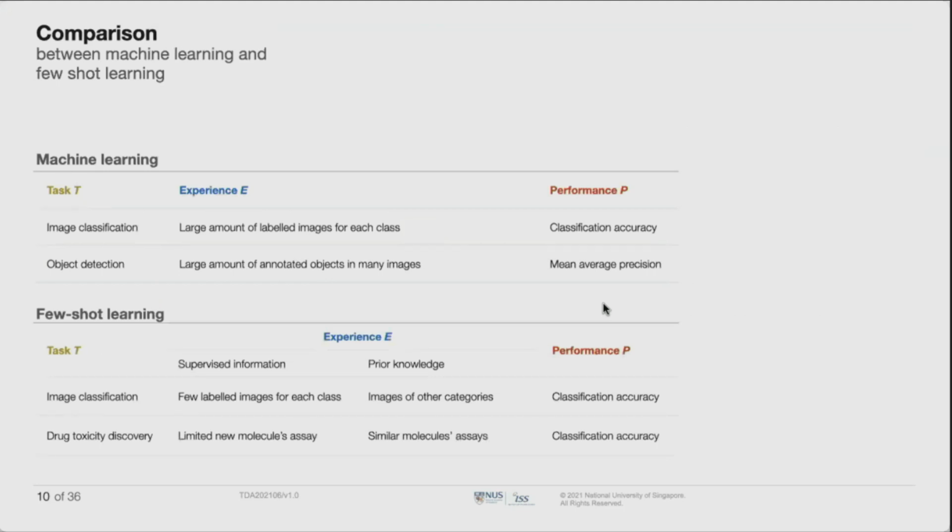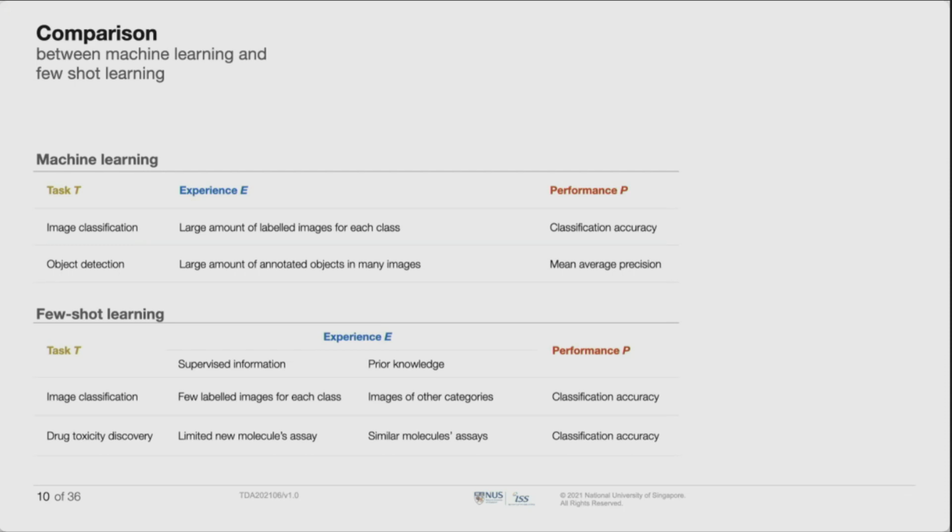Here, we have the comparison between machine learning and few-shot learning. You can see that in the case of machine learning, for experience E, we always need a large amount of data and labels or annotation for the AI to work. But in the case of few-shot learning, we do not have that kind of luxury. For AI to work well, you can see in the table that the experience is split into two parts. The first one is supervised information, and this refers to the limited data and labels that we have. And the second part is prior knowledge. In the case of image classification, the prior knowledge usually is the images and labels of other categories. We usually first expose the model to learn on that dataset and then make our model adapt to our small and limited datasets.